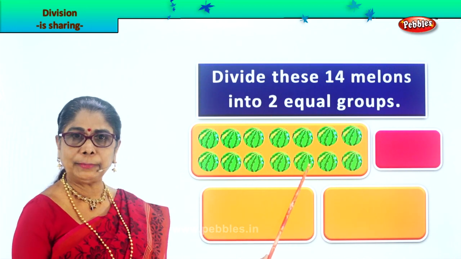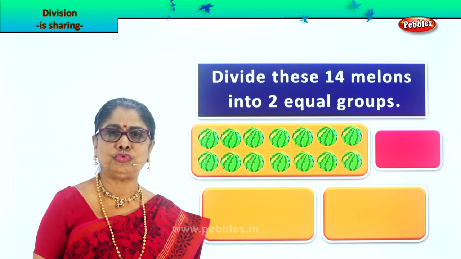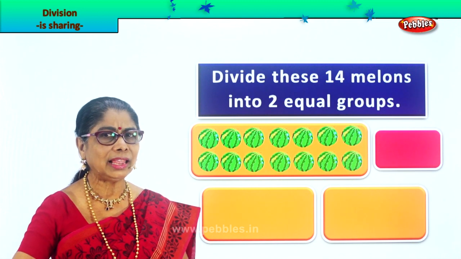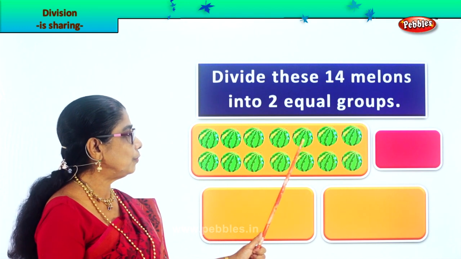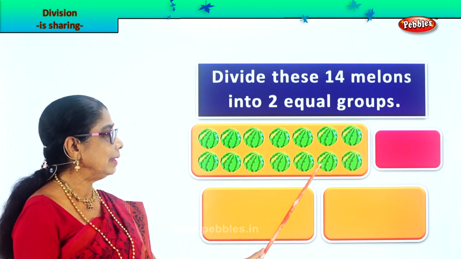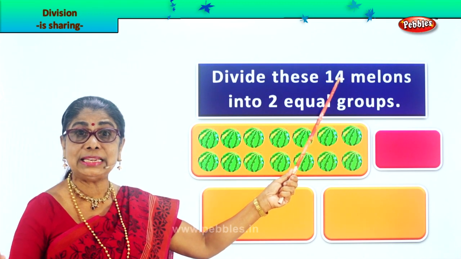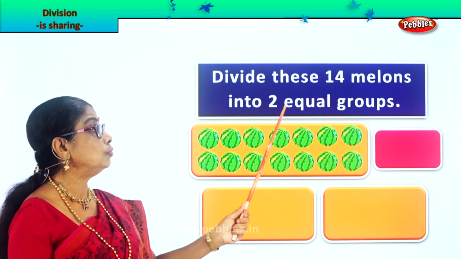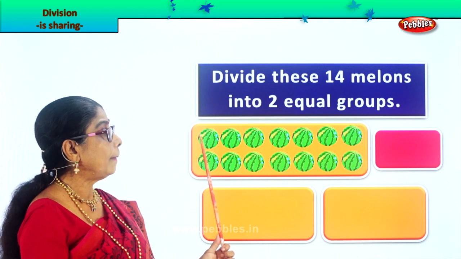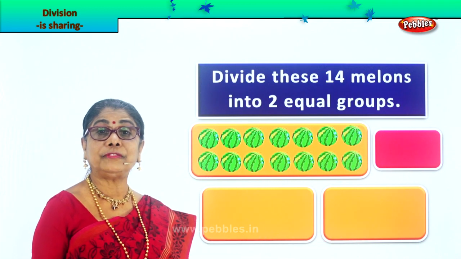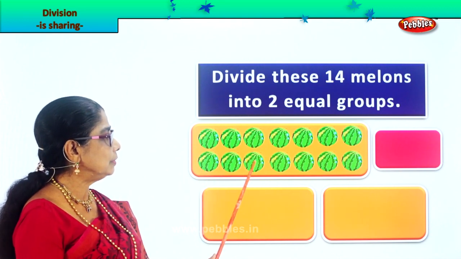We have been given 14 melons and 2 trays. We must divide equally into 2 trays. Division is equal sharing. Let's count. 1, 2, 3, 4, 5, 6, 7, 8, 9, 10, 11, 12, 13, 14. Divide these 14 melons into 2 equal groups. Okay? So we have to divide equally in half. Let's count. 1, 2, 3, 4, 5, 6, 7.